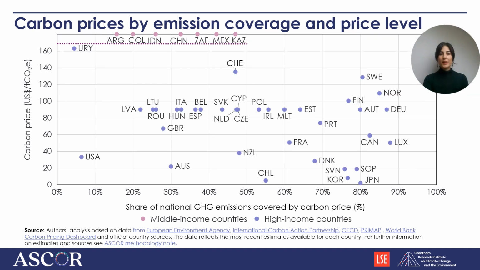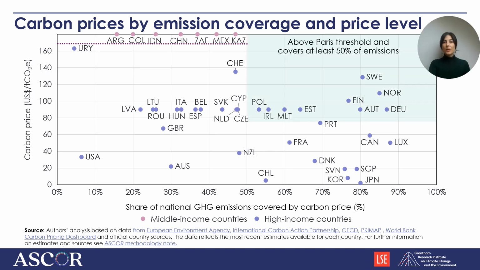And now you see the high-income countries assessed with the results on the emissions coverage and the carbon price level. Only those countries you see in the green shaded area have a carbon price that meets a Paris-aligned threshold and covers at least 50% of total national greenhouse gas emissions.